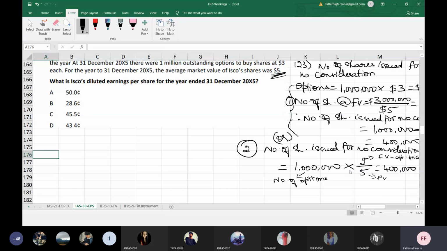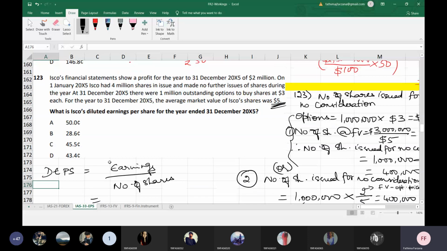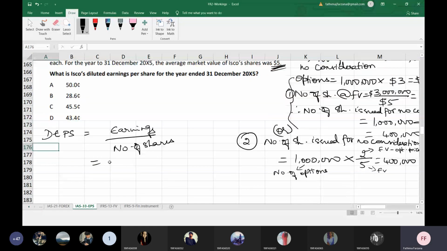What is the formula to find the EPS? Profit after tax divided by ordinary shares, the number of shares. So that is earnings divided by number of shares. Earnings is how much in this problem? 2 million. Very good.